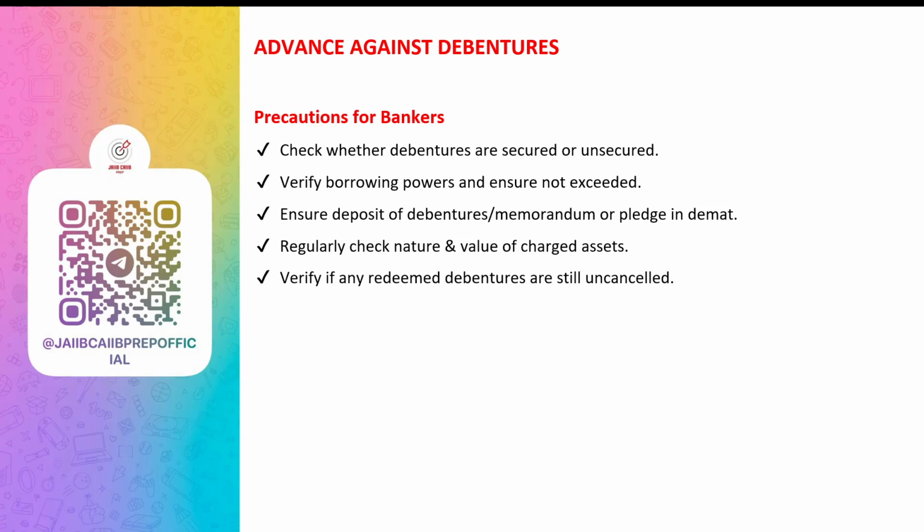Precaution which is required to be taken by bankers. So you ascertain whether debentures are secured or unsecured. Secured are always preferred. Verify the borrowing power of the company to ensure that the issue is within the permissible limit. Ensure the deposit of debenture certificate along with memorandum of deposit for demat debentures.